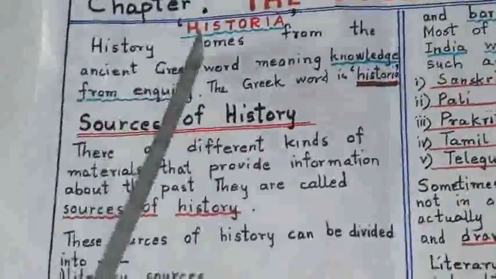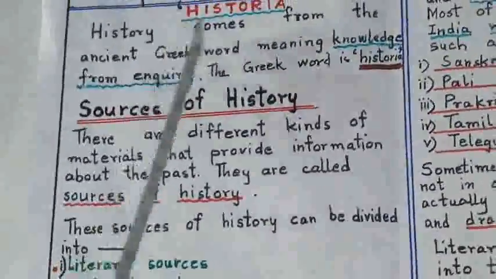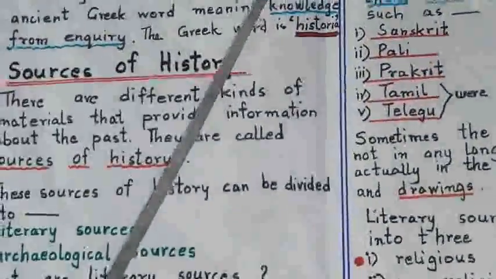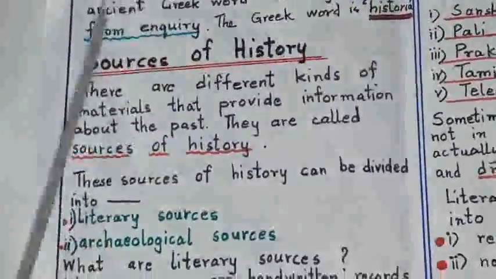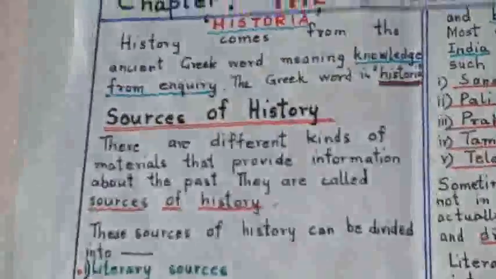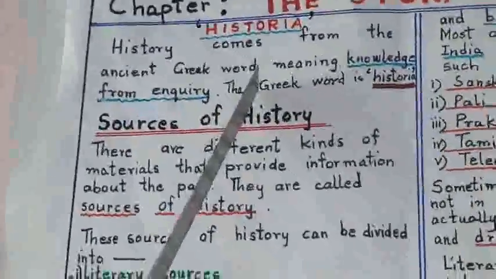Now do you know, children, from where the word history comes? The word history comes from the ancient Greek word historia. The meaning of this word is knowledge from inquiry. What is the meaning of inquiry? Inquiry means an act of asking for information.